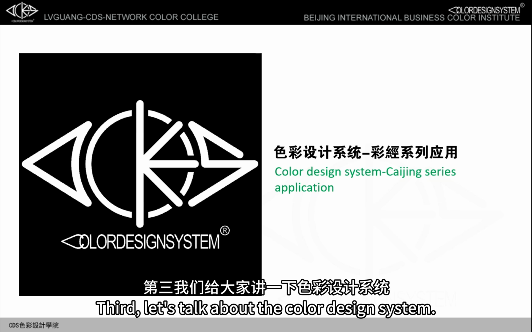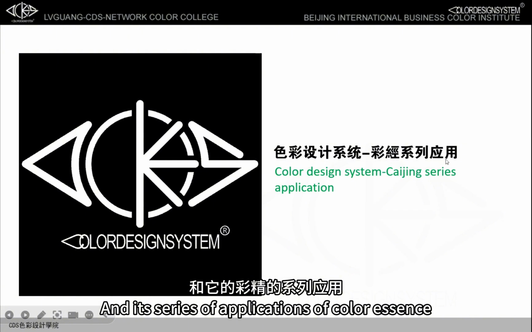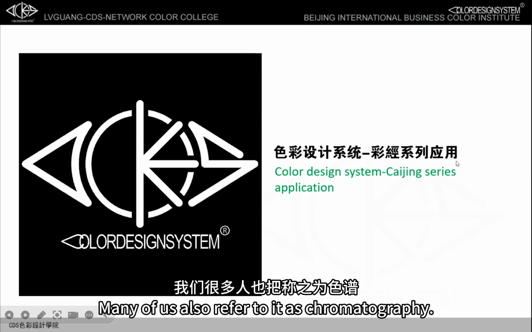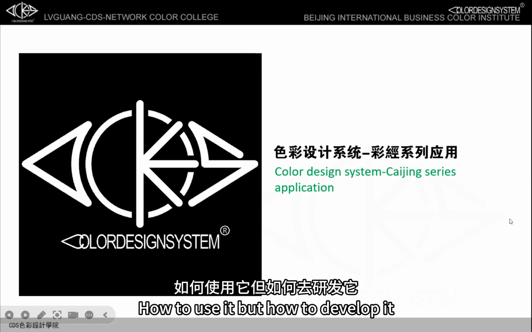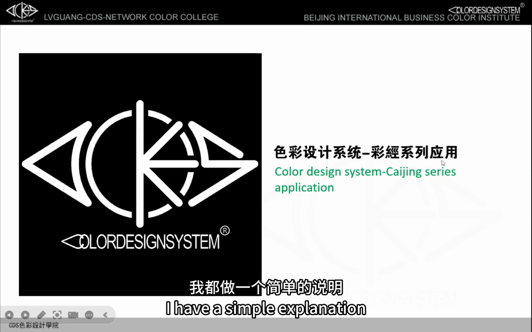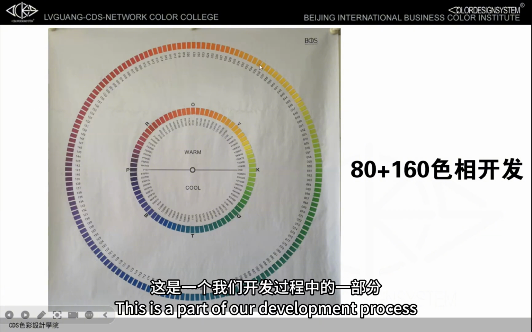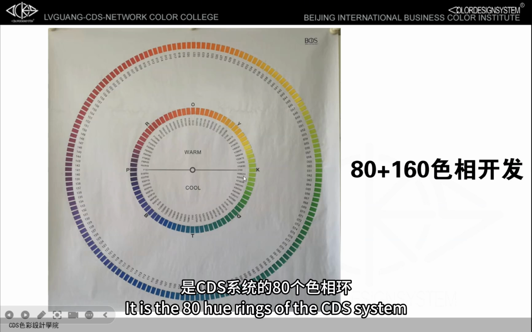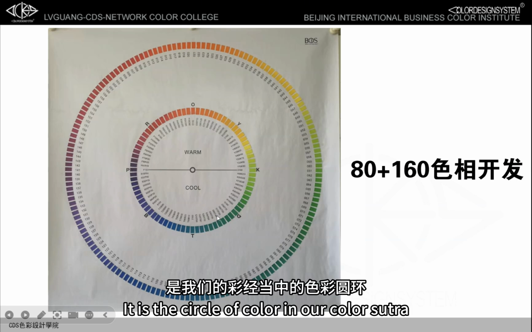Third, let's talk about the color design system and its series of applications of color essence. How to use this color in the color space. Many of us also refer to it as chromatography. How to use it, and how to develop it. Let's have a simple explanation. This is a part of our development process. This part is the 80 hue rings of the CDS system. It is the circle of color in our color sutra.